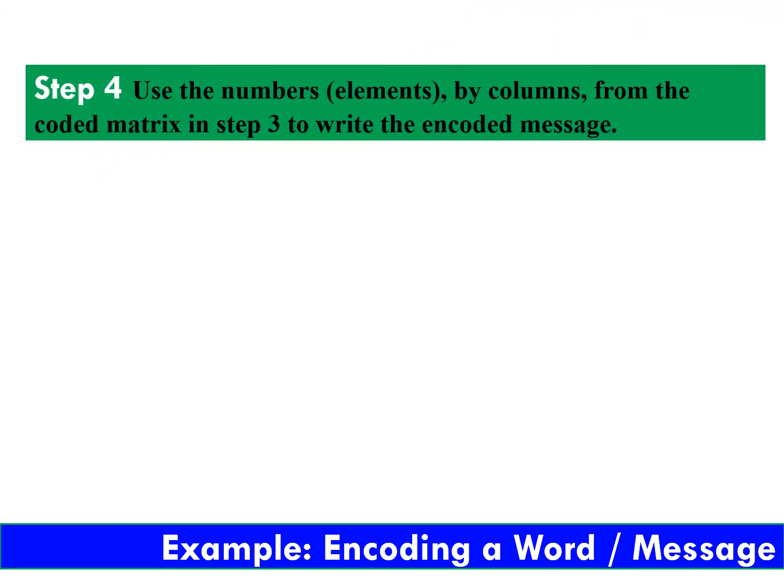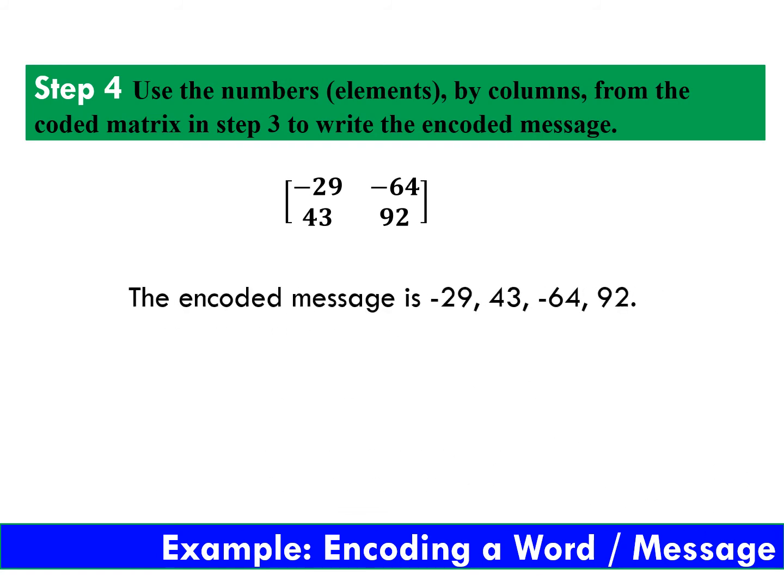For our last step, we shall use the numbers or elements by columns from the coded matrix in step 3 to write the encoded message. The encoded messages are written or represented by number strings. For our given example, the encoded message is -29, 43, -64, and 92.